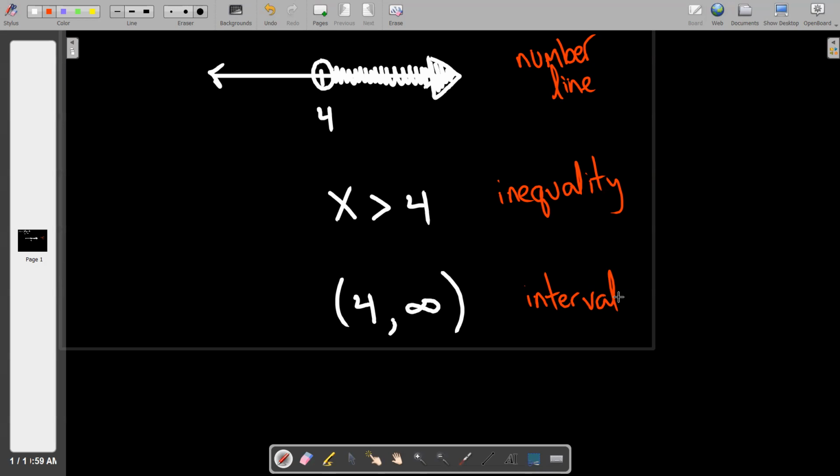Math is sometimes about context. It's about being able to read something and know what we're talking about. We're obviously talking about intervals here today. So it's not the point (4, infinity). It's an interval that goes from 4 to infinity. Got it? You still with me?